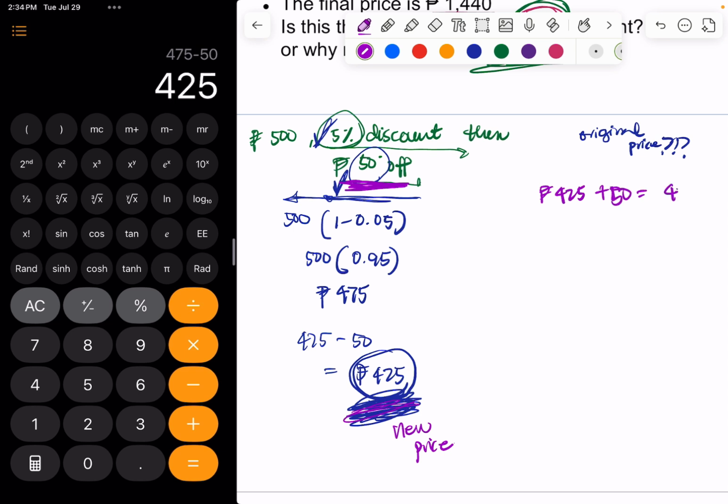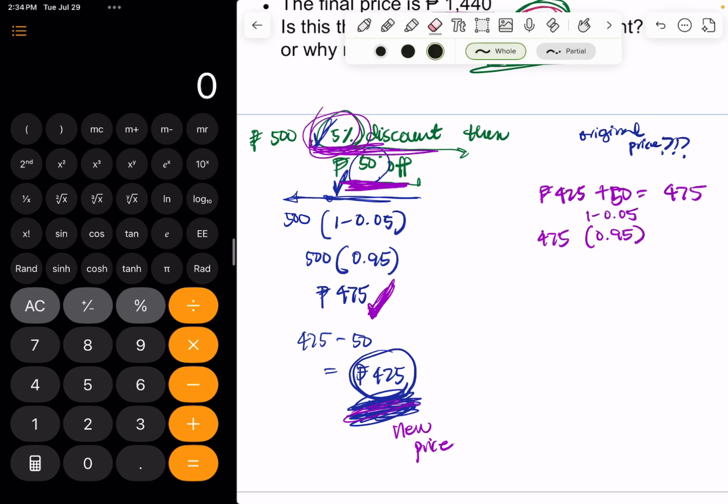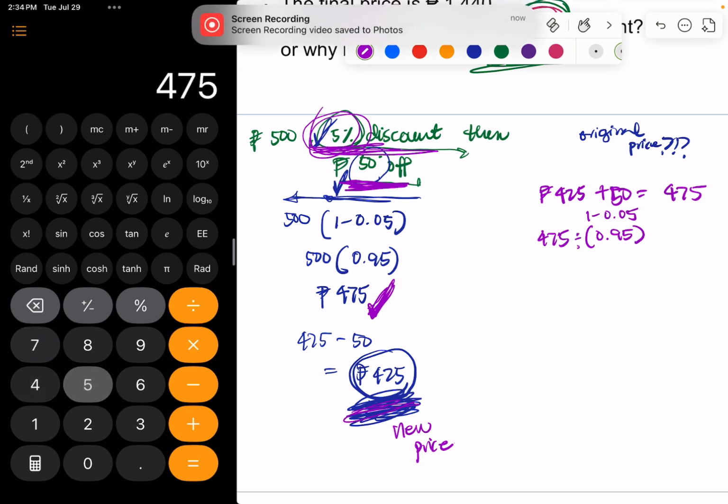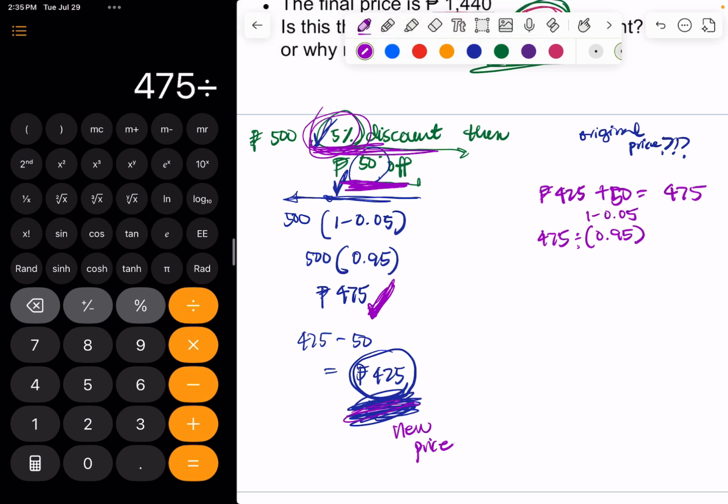So, you'll have 475. That is correct. Okay, so now since it is going back to the original price, we use division. So, si 475, divide it by 1 minus 0.05, which is 0.95. Okay, the answer is 500 pesos.